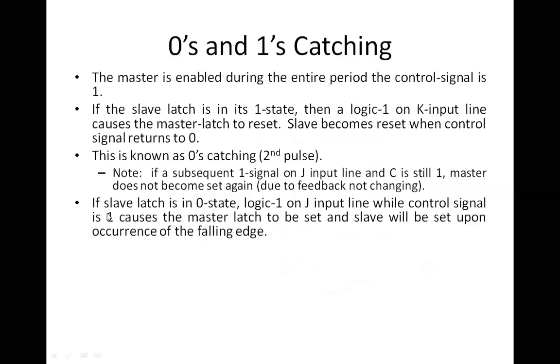You have an explanation here. If the slave latch is in the 0 state, that is the next case. If the slave latch is in the 0 state, a logic 1 on the J input line, while the control signal is 1, causes the master latch to be set. That is what we explained so far, right? When J is equal to 1, the master is set, when enable is also equal to 1.